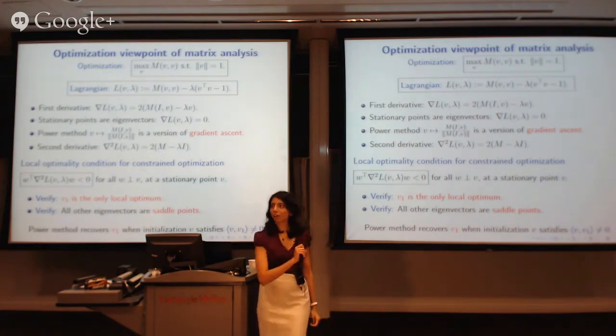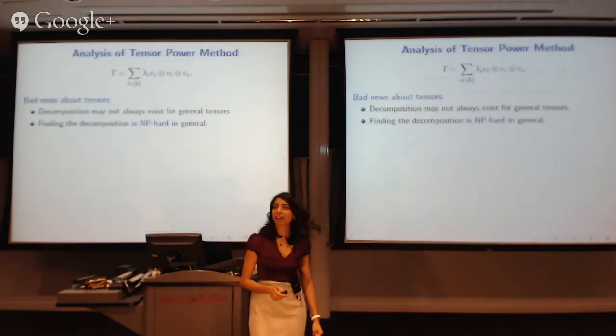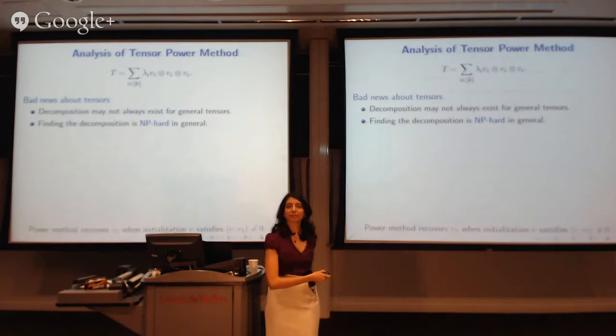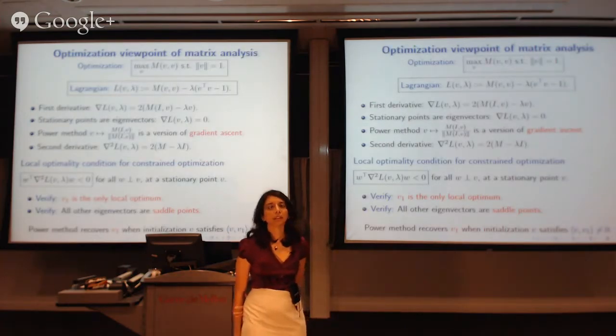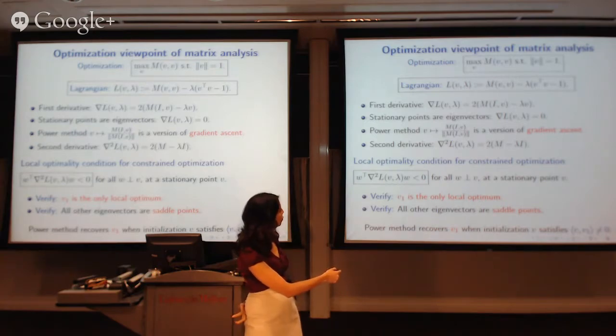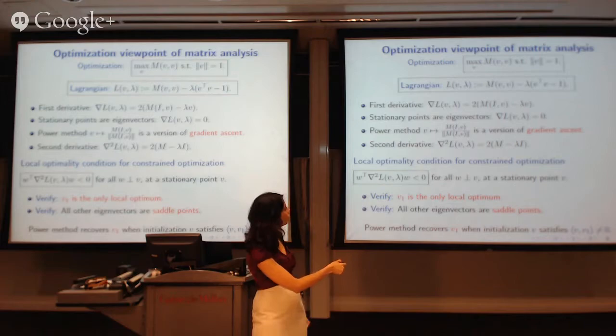Okay, so that's the matrix story. So now let's go to the tensor case. Yeah. But isn't the Lagrangian convex or concave in this case by definition? But you also want to enforce the constraint, right? So ultimately, you want to obtain a solution which is normalized.